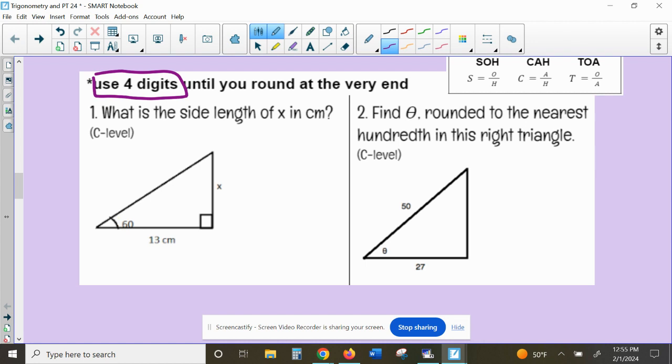Because if you round too early, then your numbers get way off. So we're going to write out 4 digits past the decimal every single time. And you could round after that 4 or truncate, cut it off after that 4. I don't really care. Because if you have 4 out, then you'll still get accurate answers. Okay? So that's what that note says.